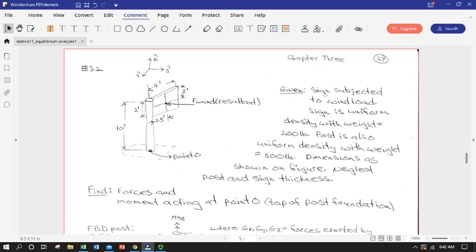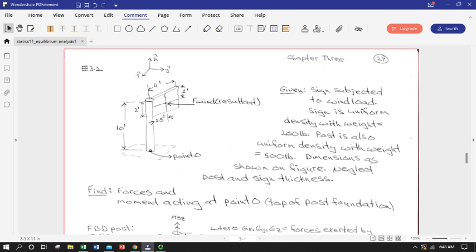We're told that the sign is subjected to wind load, and we know wind load is going to be a surface-based distributed load, but lucky for us, somebody has given us a force resultant for that wind load, so we don't have to do an integral to figure it out. So somebody has told us what that wind load resultant is, and it's in here, sign subjected to wind load, uniform density 200 pounds. Okay, we'll get to it further on. It may be defined later on in the problem, but we know where it acts.